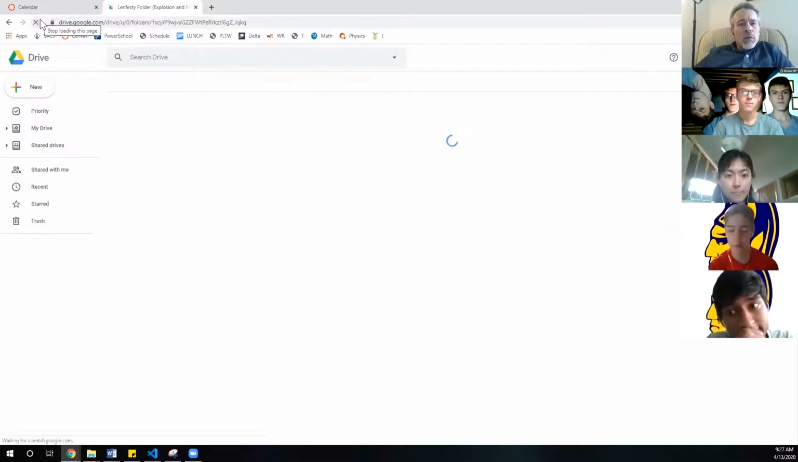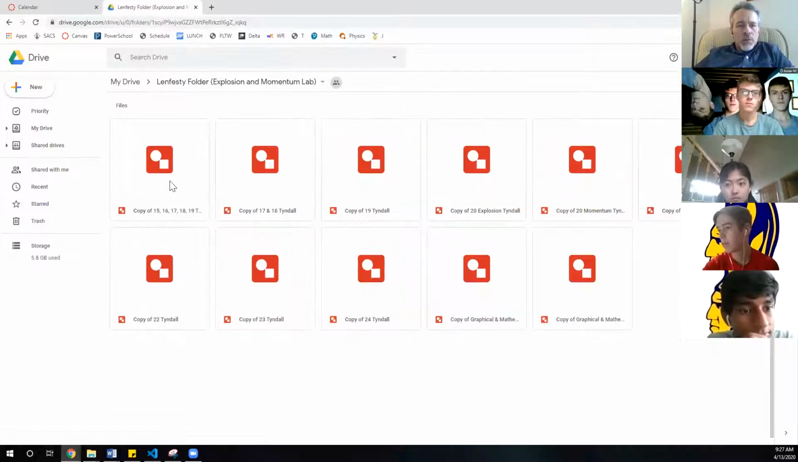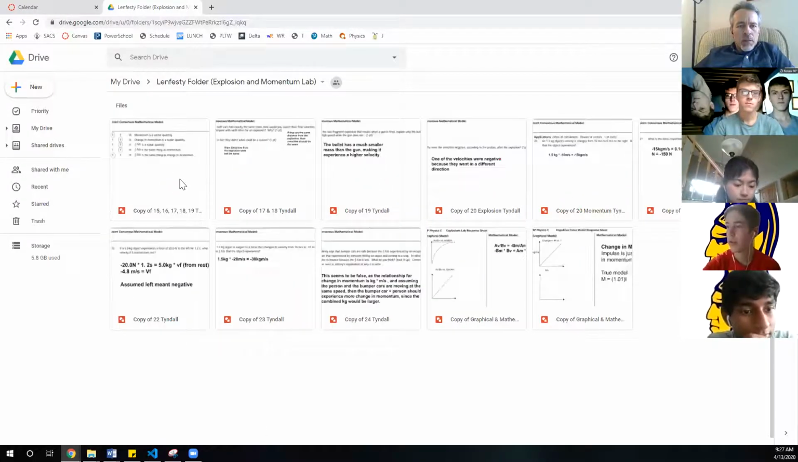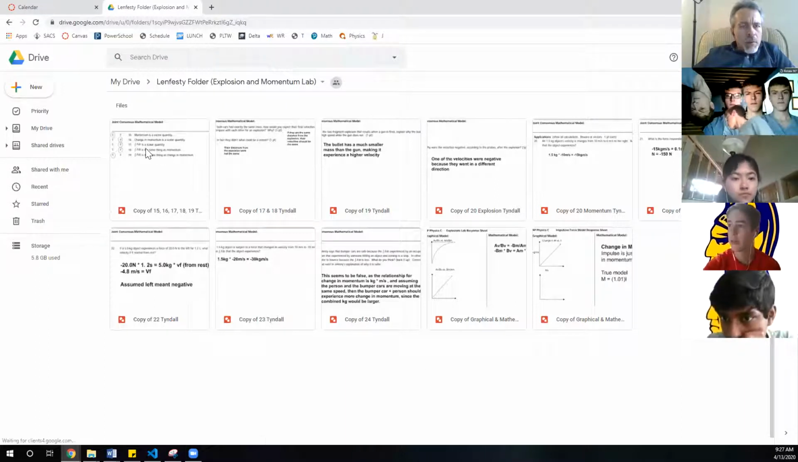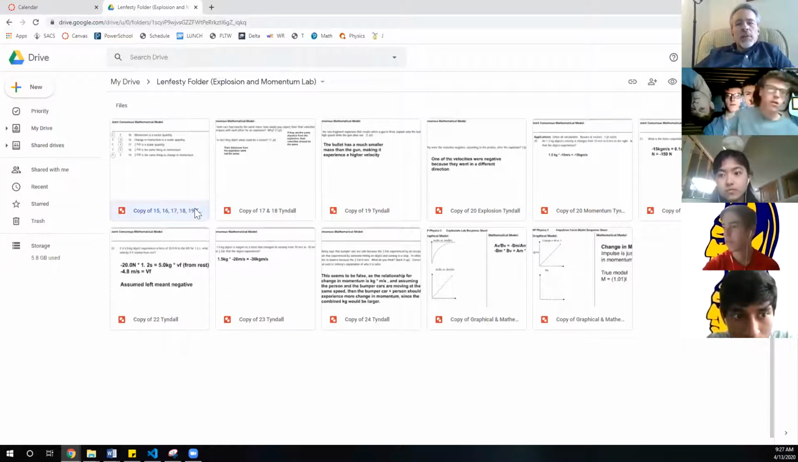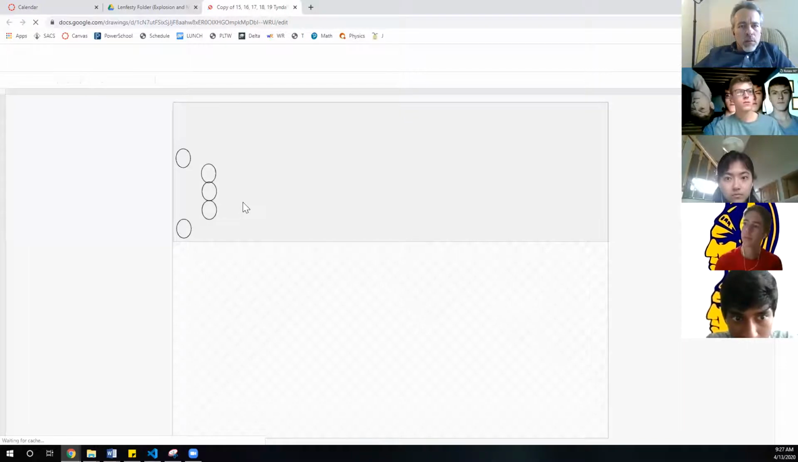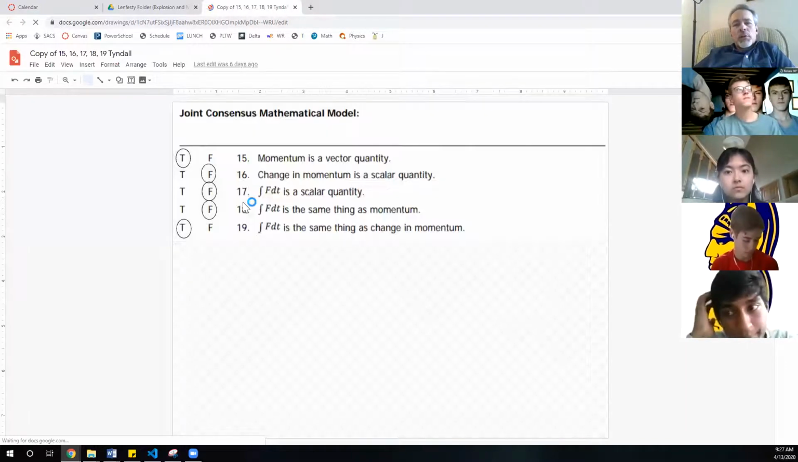Change in momentum is a scalar quantity. That's false. That would be an impulse, which has direction as well. Change of momentum is the same thing as impulse, so really the next two are asking the same question. Neither one of those is scalar. They both have direction, so they're both vector quantities. I think I agree with those.